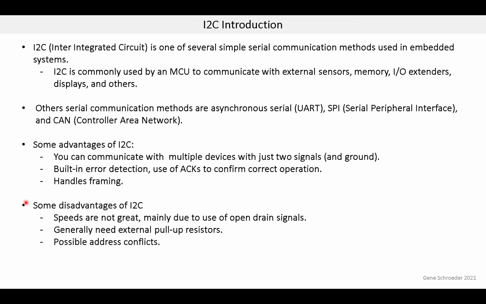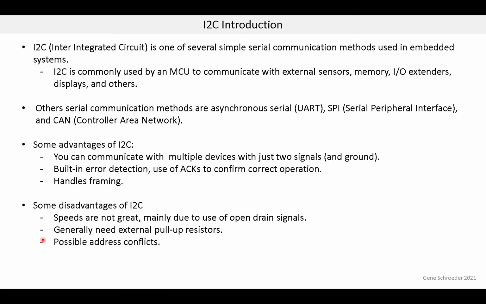So now for some disadvantages of I2C. This first one, speed, is probably the biggest disadvantage. The main reason for this slower speed is the use of open drain bus signals. This is an electrical issue. Using open drain helps to reduce the number of signals needed by allowing them to be shared between devices, but it slows things down. Because of open drain, you often need pull-up resistors with I2C. It isn't a big deal, but it is a minor cost and it takes up a little board space.